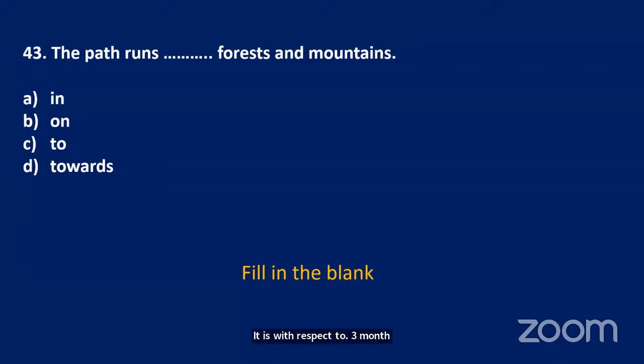The path runs dash forests and mountains. So is it in, on, to, or towards? Right, so let's see how many have opted. Ria, you're right. Sai Vardhan, check your answer. Right. Let's see the answer. It is towards. So the path runs towards forests and mountains.